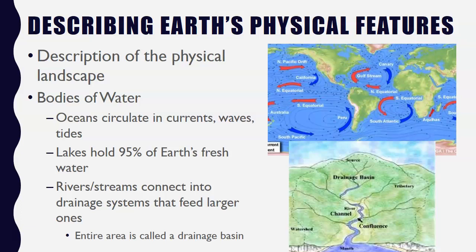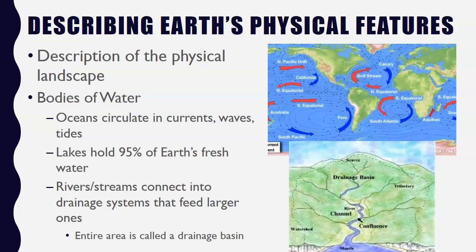The biggest bodies of water are oceans, and oceans cover about 71% of the planet. And our oceans are divided into 4 main parts, with the largest being the Pacific Ocean. Oceans circulate through 3 basic motions that help to distribute heat on the planet. And those basic motions are currents, waves, and tides.